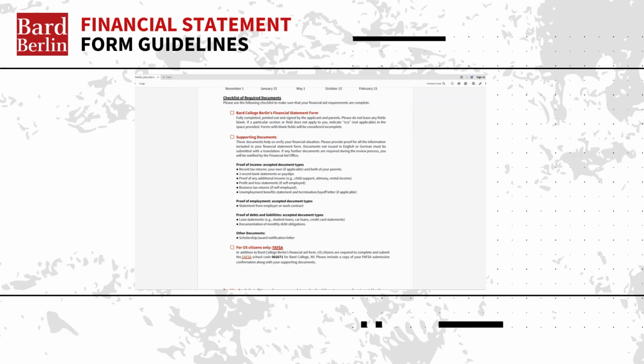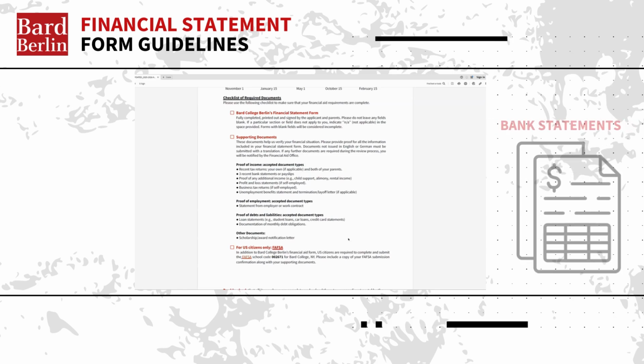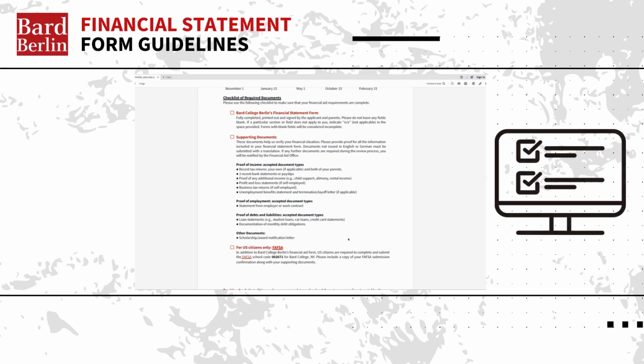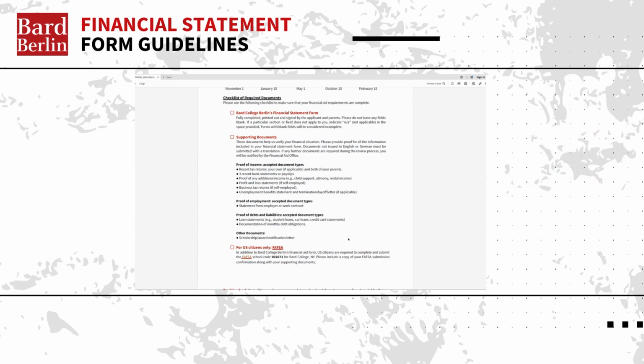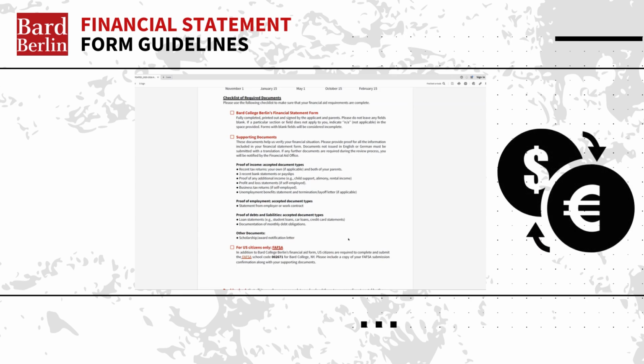Before you start filling out the form, make sure you have all the necessary supporting documents, such as your parents' tax returns, bank statements, and any other relevant financial records. Having everything ready will make the application process much smoother and efficient. Just a quick note, since Bard College Berlin is located in Germany, please convert all currency figures to euros if you live outside of the Eurozone.